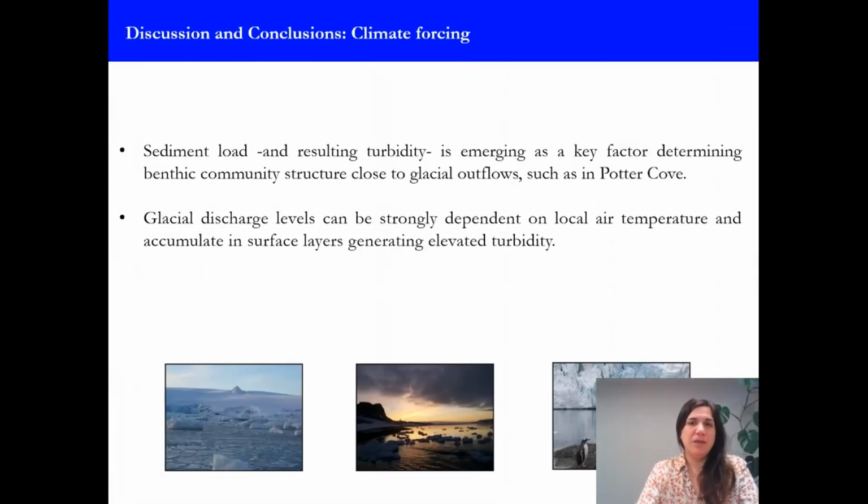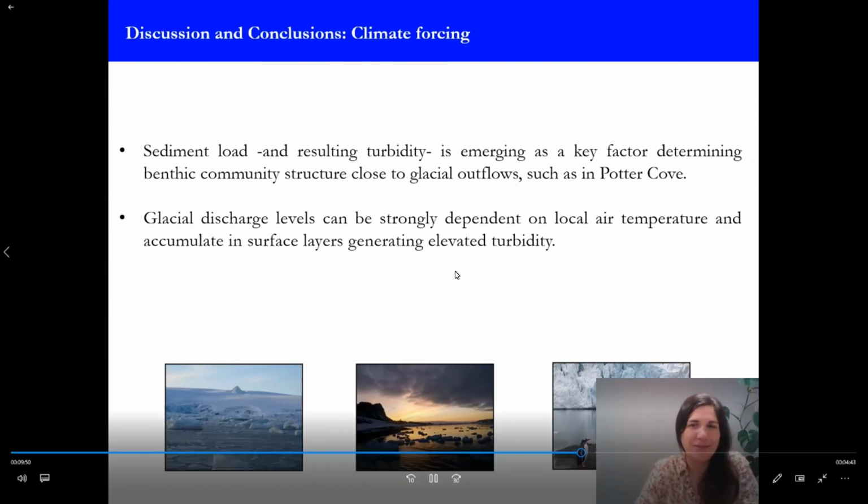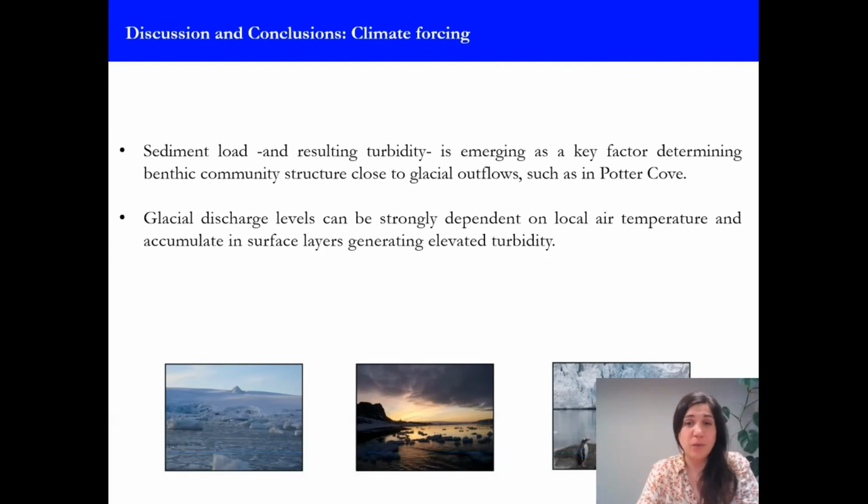So if we draw a conclusion about our results, we know that sediment load is emerging as a key factor determining benthic community structure close to glacial outflows such as Potter Cove. And also that glacial discharge levels can be strongly dependent on local air temperature. No? It is very normal to see high temperatures and a lot of turbidity in the water in Potter Cove.